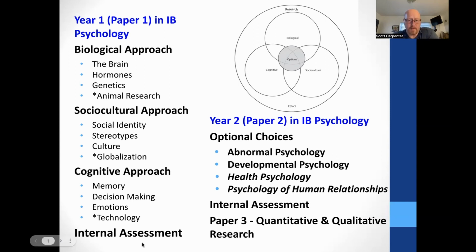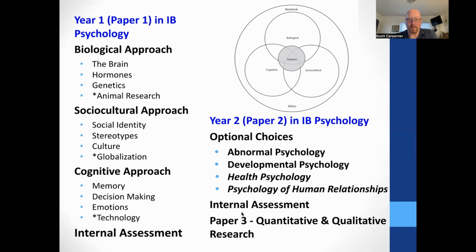The internal assessment is the same for SL and HL. It's completed, and the data is collected, as a group, and what happens is you test a theory that you'd like to test as it relates to something in psychology. So really, you replicate an experiment, you collect your data, and then you need to do an individual report, which is the write-up of the report.